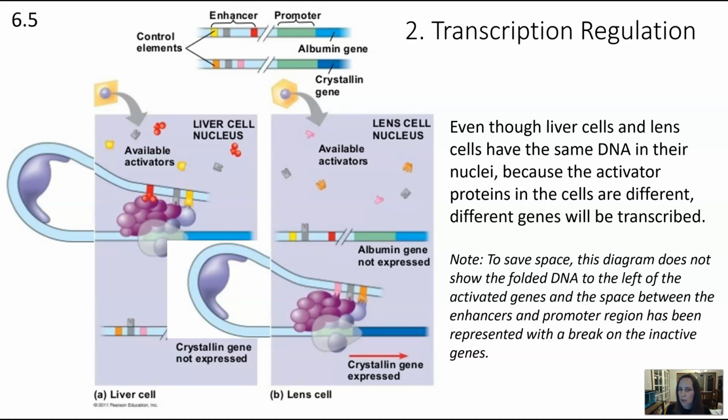Just a note on this diagram, because I know this diagram can be kind of confusing. To save space, the diagram doesn't show the folded DNA to the left of the activated genes. So remember, there was that transcription complex that involved the DNA folding over, like we saw in the picture before. This diagram is just trying to save space to not show that whole region.